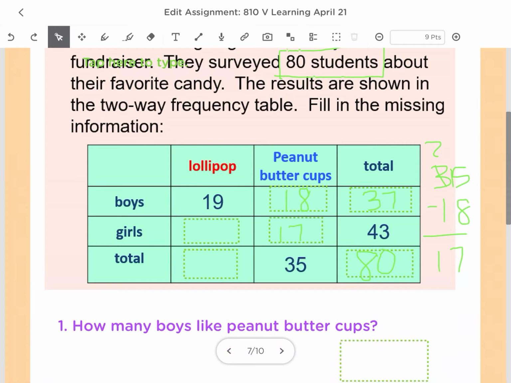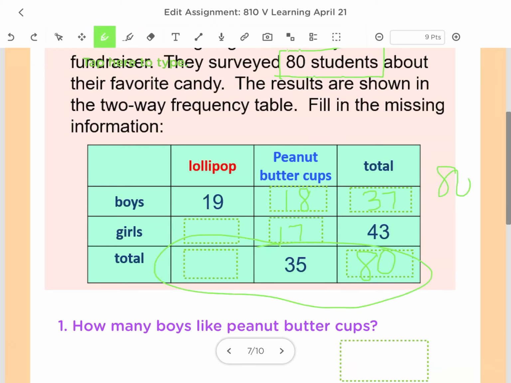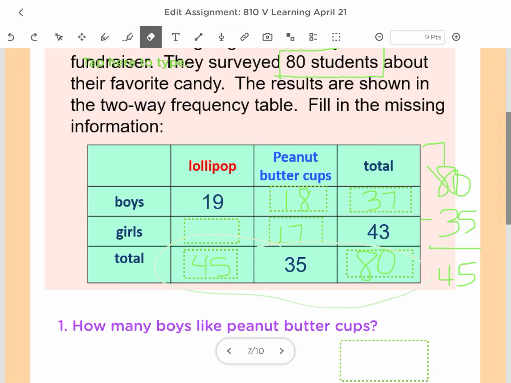I then have to figure out the total number of people that chose lollipops. I'm going to choose to work with this bottom row because the numbers look a little bit easier to me. So this bottom row here, it says we have a total of 80. I'm going to subtract the 35 that chose peanut butter cups to figure out that there is 45 total that chose lollipops, and I can check that 45 plus 35 is 80.